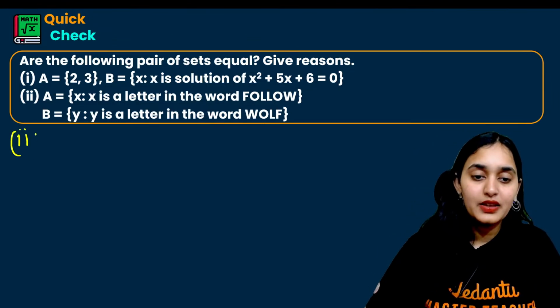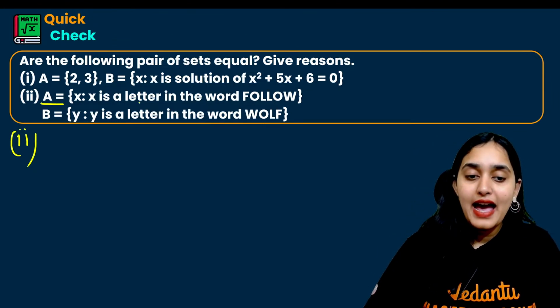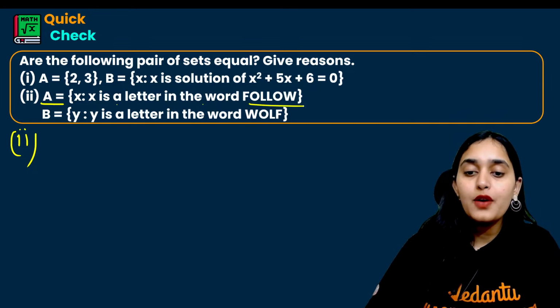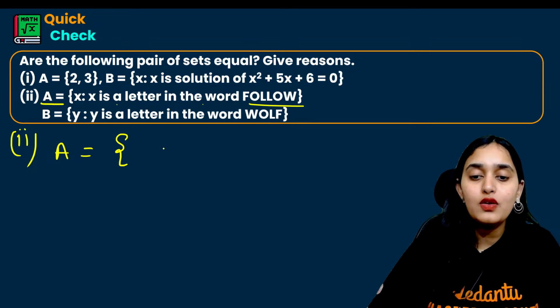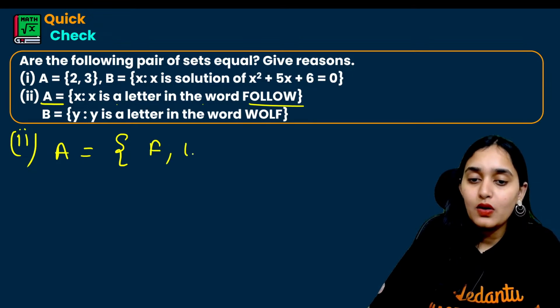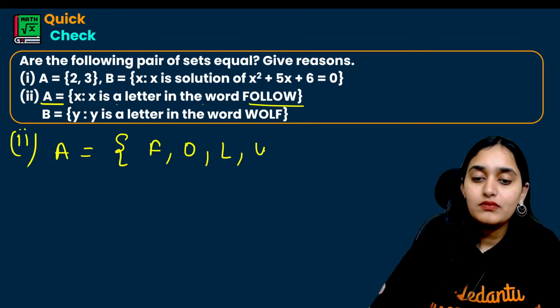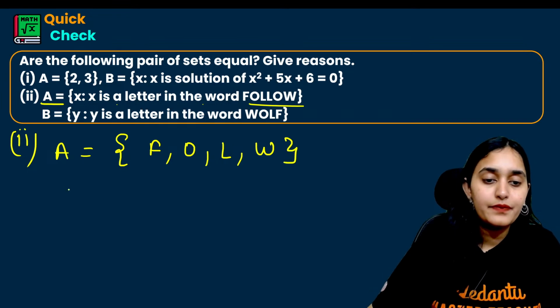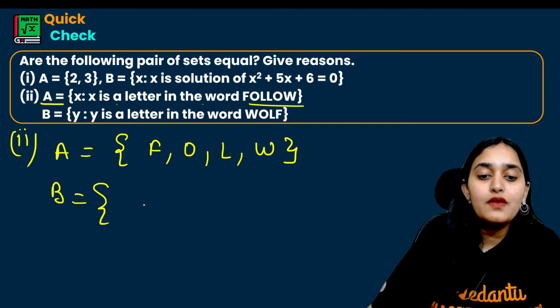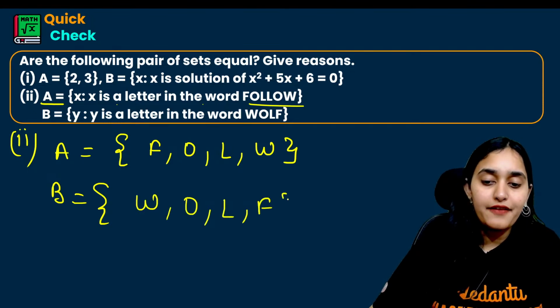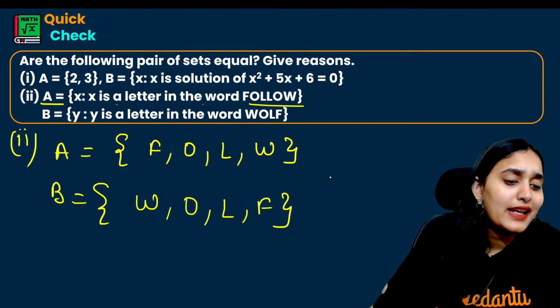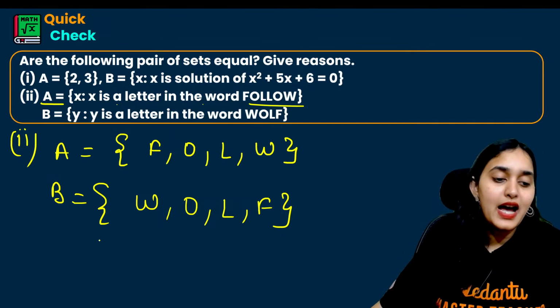Number 2. A has the letters of the word follow. How many letters are there in the word follow? F, O, L, W. Okay. Set B has the letters in the word wolf: W, O, L, F. Are they equal? Yes or no? Are they equal?